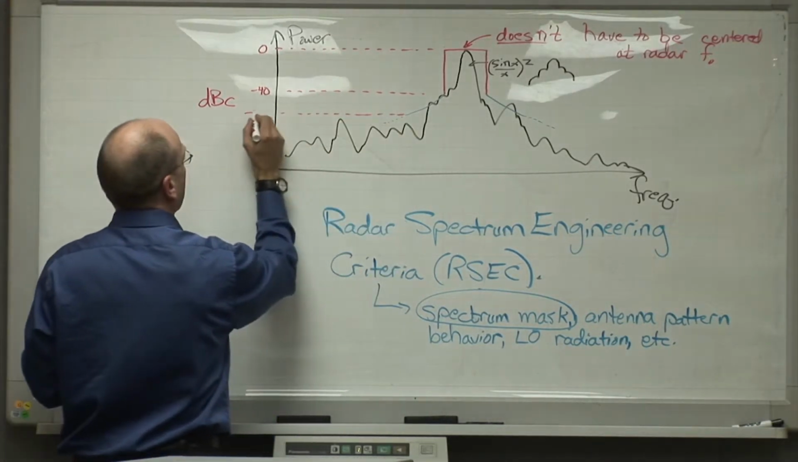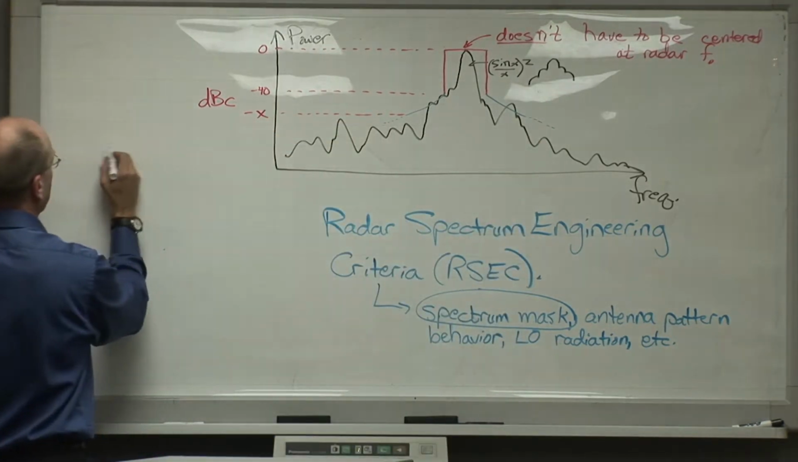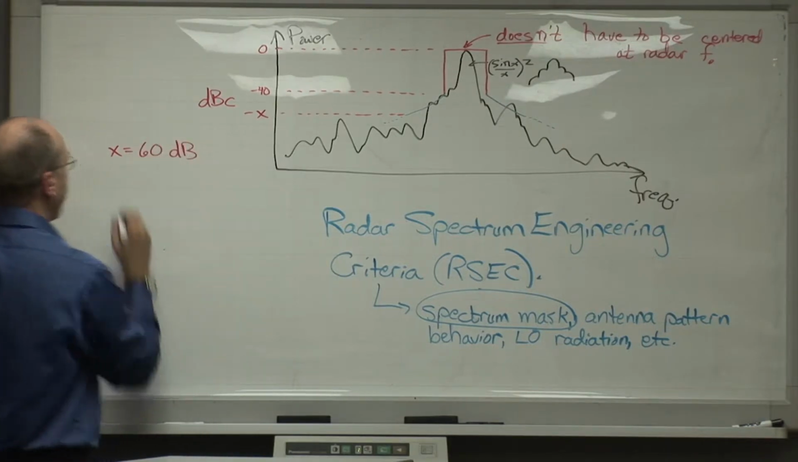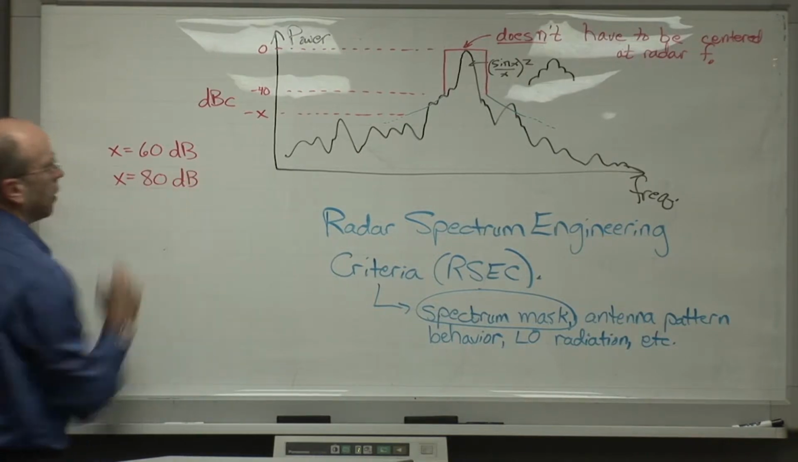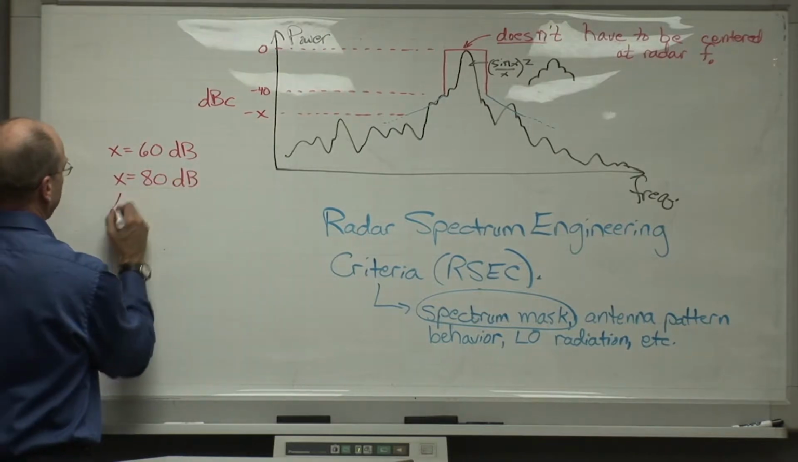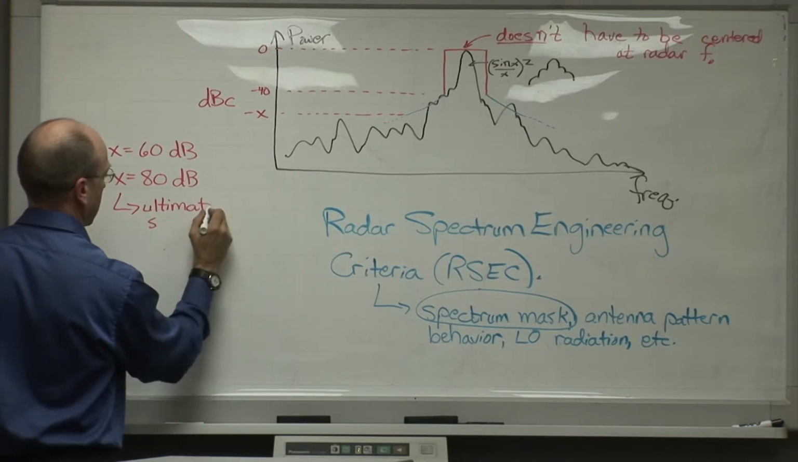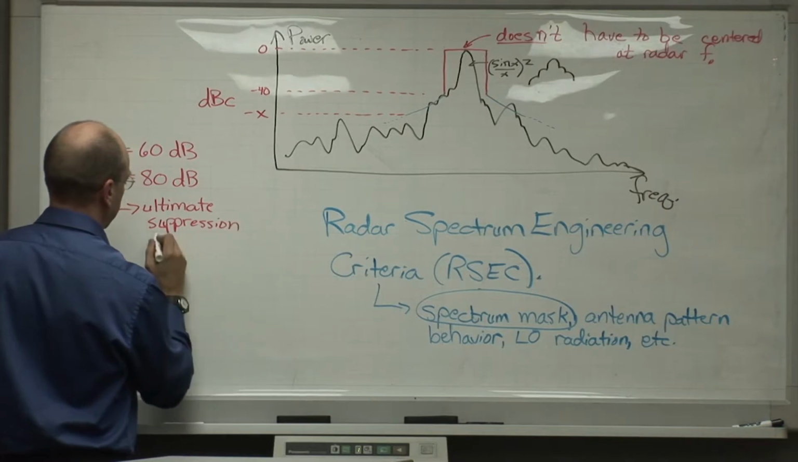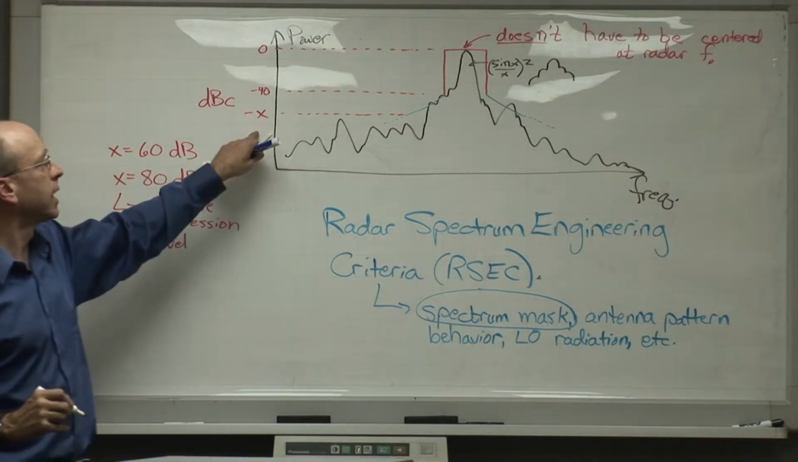but we truncate it at a point which is at an ultimate suppression level called minus X dB. And typically X is equal to 60 dB down, but X can be equal to as much as 80 dB down. So this ultimate suppression level, right here, is a function of the type of radar that we're looking at.